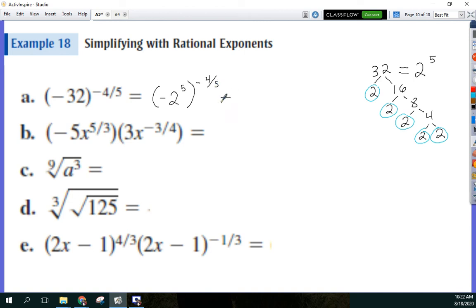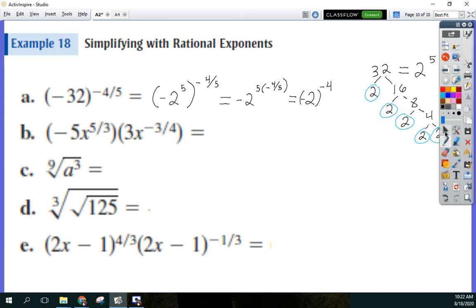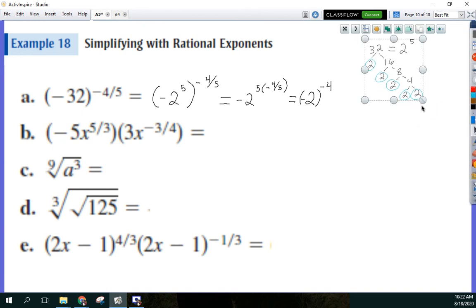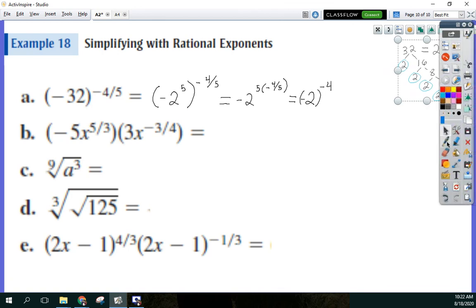Well, if we multiply 5 times negative 4/5, I have a 5 on my numerator and my denominator, so those are going to reduce. And we end up with just a negative 2 to the negative 4th power. And that's now helpful because that's a little bit easier to manage.